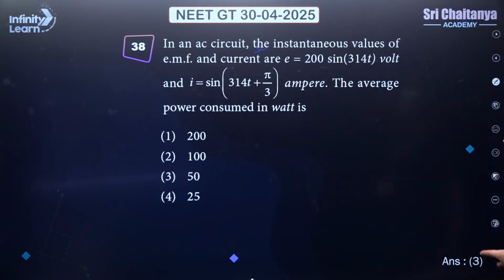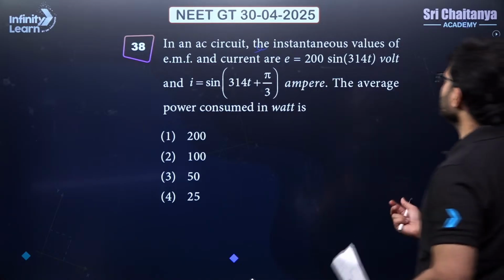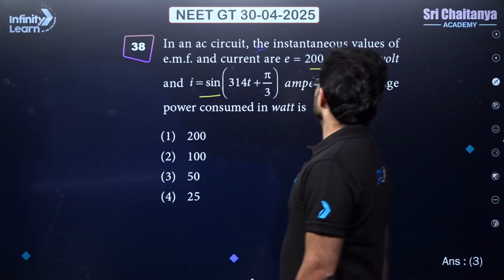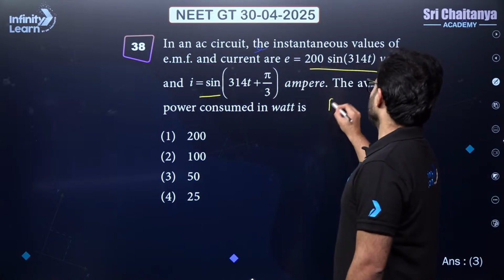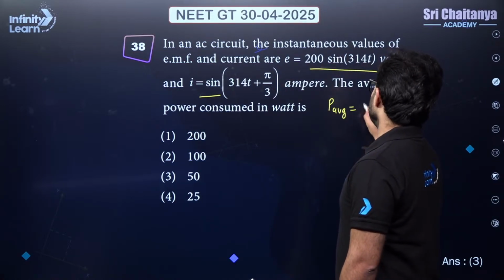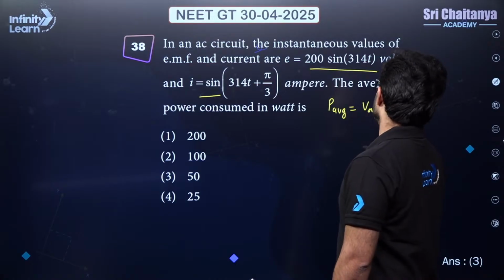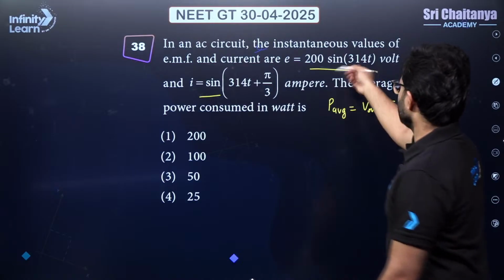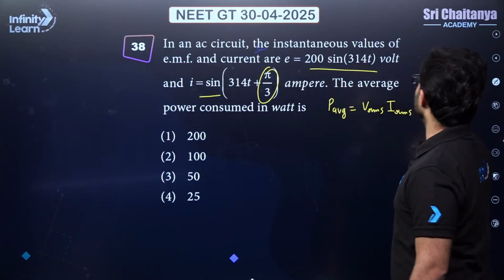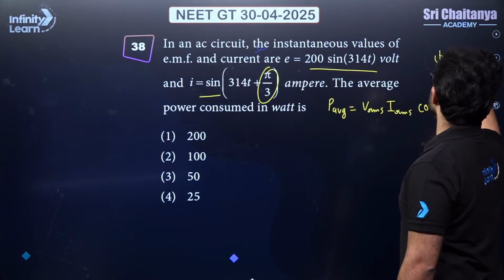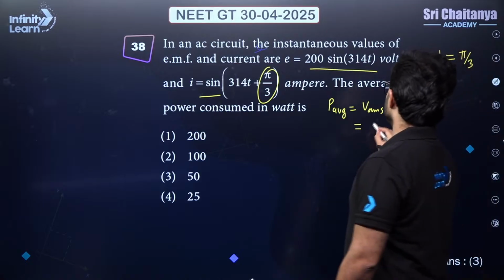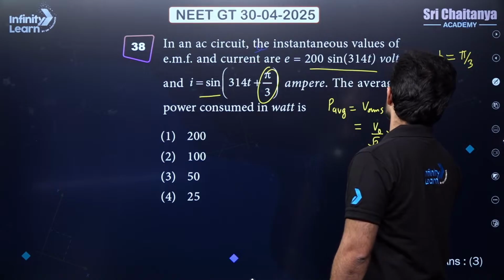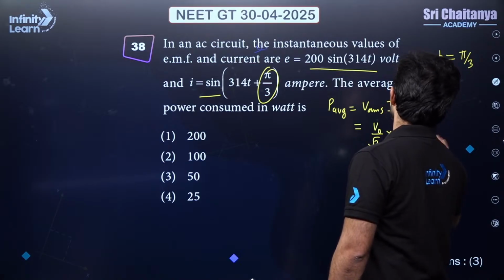In an AC circuit, the instantaneous values of EMF and current are given. So 200 sine 314 t, and I is given. What is the average power? So what is the formula for average power? Average power is nothing but V RMS I RMS cos phi, where phi is the phase difference between both of them. That is equal to pi by 3, correct? And what is VRMS? VRMS is V naught by root 2. IRMS is I naught by root 2, cos of pi by 3.